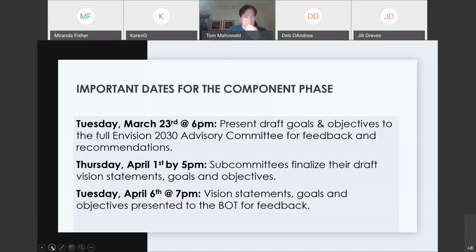Okay, next steps. You're going to work on your goals and objectives. The plan is to bring back your drafts, your ideas of what you're working on, at the next full committee meeting, which is on the 23rd, for feedback like we did tonight with the vision statements. Your subcommittees need to finalize your vision statements, goals, and objectives by 5 o'clock on Thursday, April 1st. Then we will present those to the Board of Trustees, and that will be step 1 in the public vetting. We'll get their feedback first.